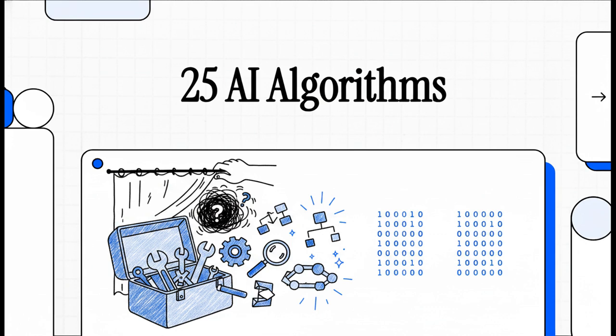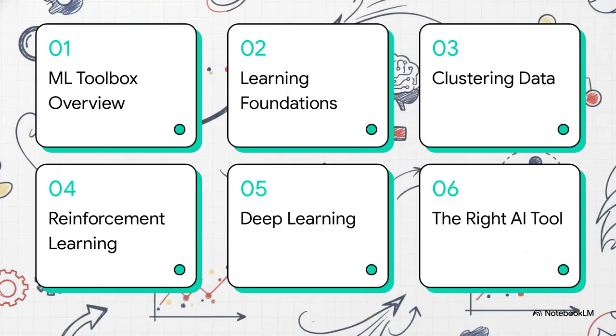In reality, AI is a highly specialized toolbox. It's a collection of super practical, incredibly powerful algorithms designed to tackle specific problems. So we're going to unpack that very toolbox today and demystify 25 of the most vital algorithms used in machine learning right now. Here is a quick look at our roadmap for this explainer.